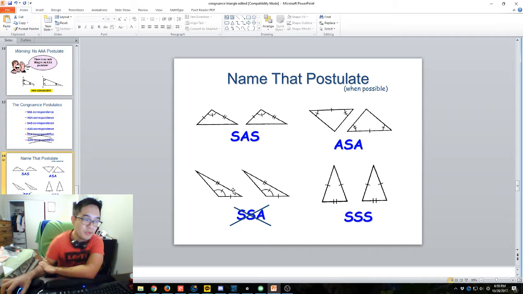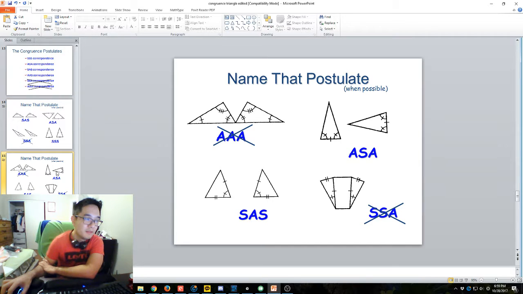The angle is not between the two sides, so this one is SSA or ASS. The last one shows each side with tally marks, so this one is side, side, side. Moving on to the next slide.